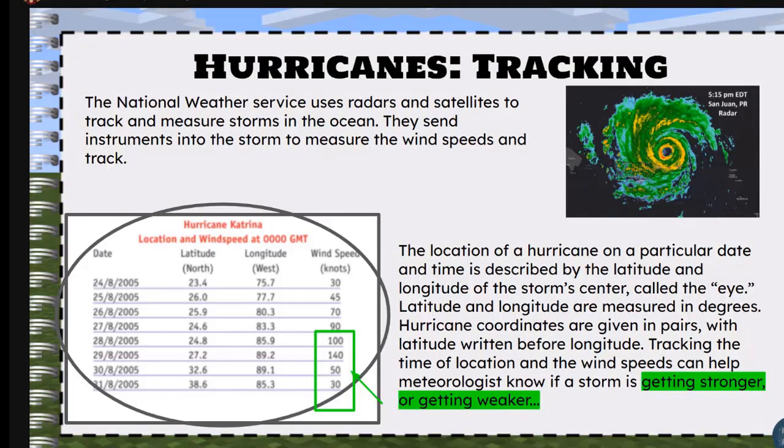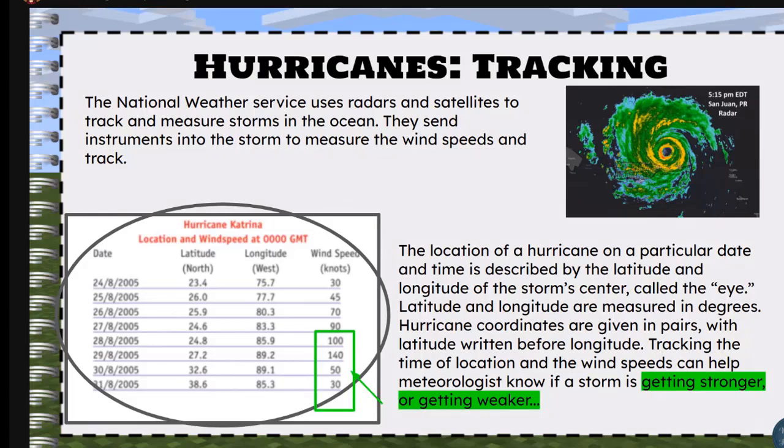And there's weather balloons. They send crafts that fly into the storm that have equipment on them that measures the different things. So they track with these instruments the speeds, they track what direction they're moving, how strong they are. But one of the most important things that they're tracking too is the location. So that's how they know who needs to prepare and where this storm's going to hit, to protect the people.